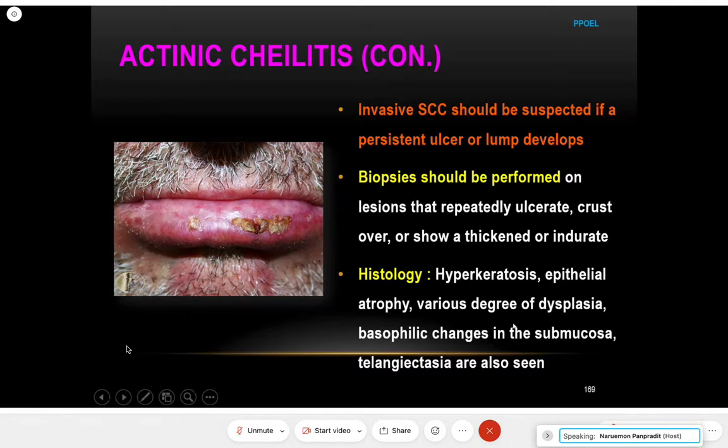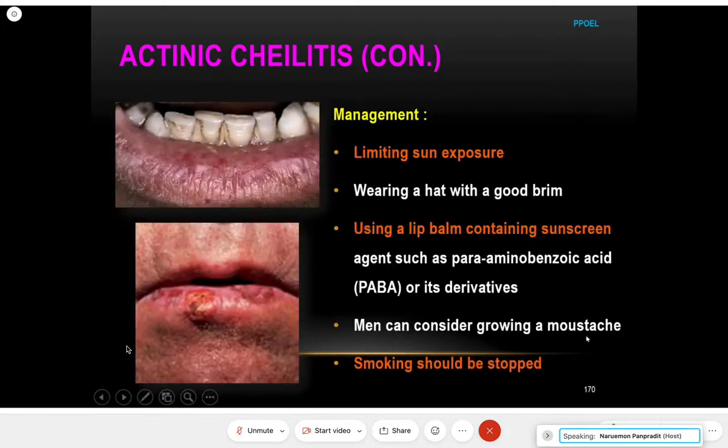After biopsy, it depends. Sometimes the report shows only keratosis or only epithelial atrophy, sometimes dysplasia or malignancy, or squamous cell carcinoma. These are the highlights. So what should we do?